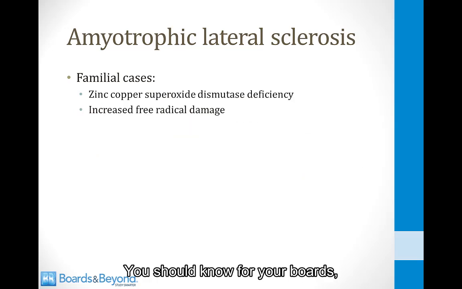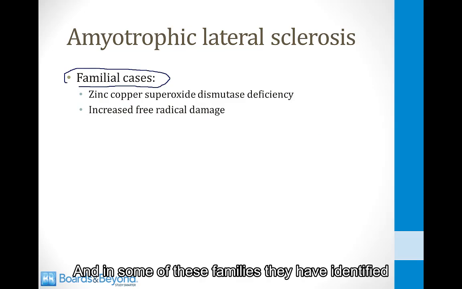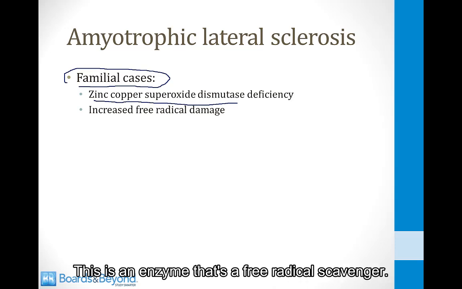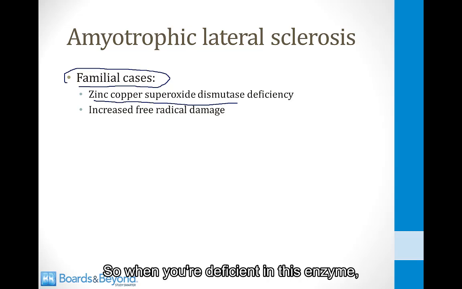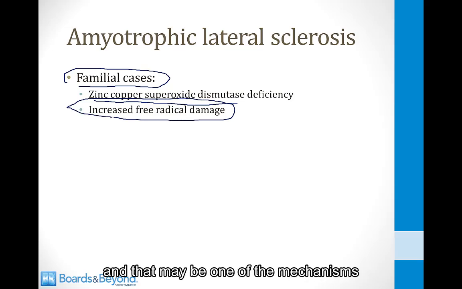You should know for your boards that there are some familial cases of ALS, and in some of these families, they have identified a zinc-copper superoxide dismutase deficiency. This is an enzyme that's a free radical scavenger, so when you're deficient in this enzyme, you get increased free radical damage to neurons, and that may be one of the mechanisms by which the neurons die in ALS.